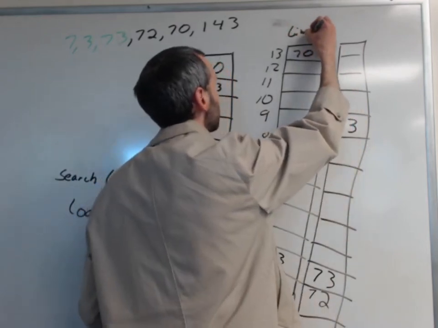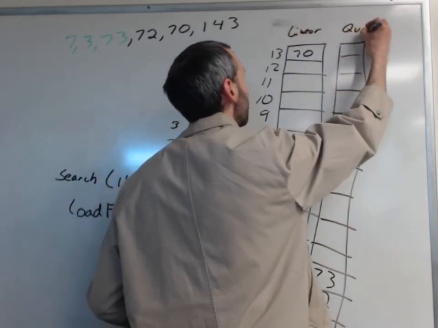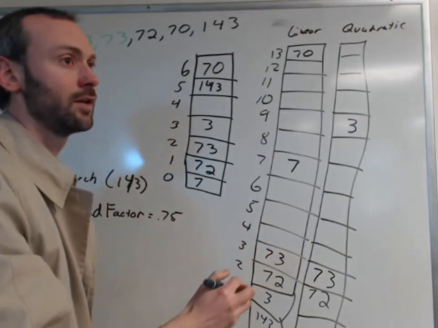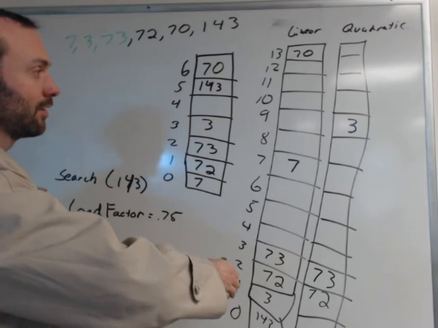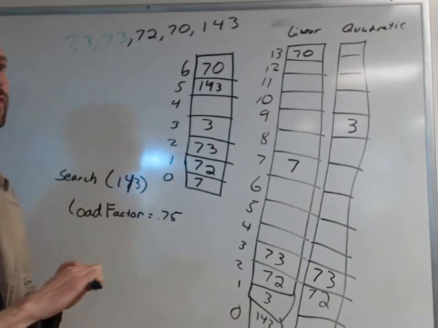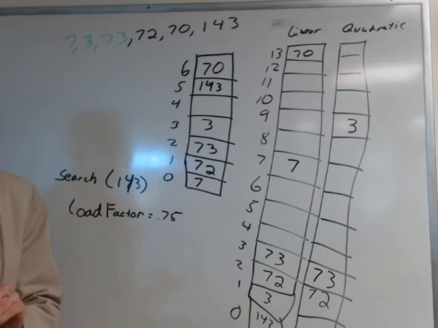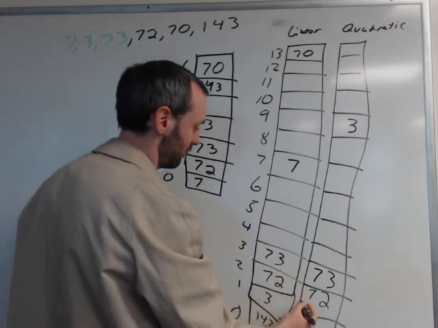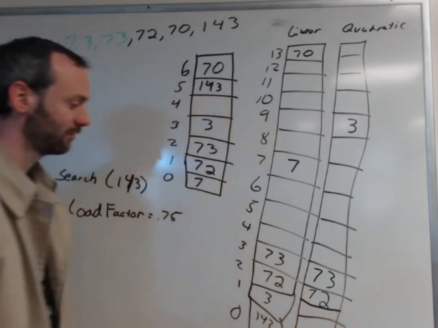So this is linear, and we're using quadratic over here. So now we're just pretending it's the same length, but we're using a different type of collision resolution algorithm. You have one less cell in the right one. Yeah, where am I missing it? The bottom. Oh yeah, look at that. There we go.